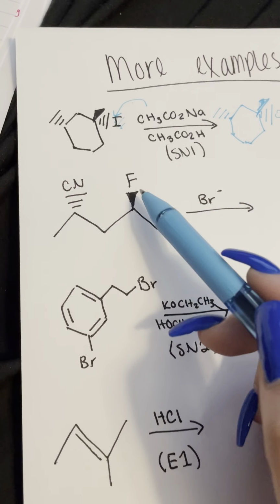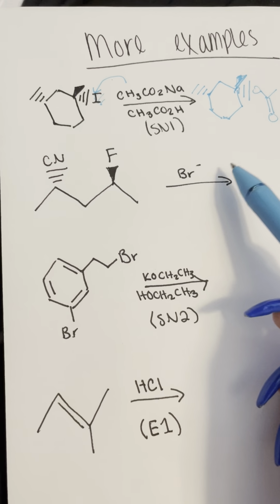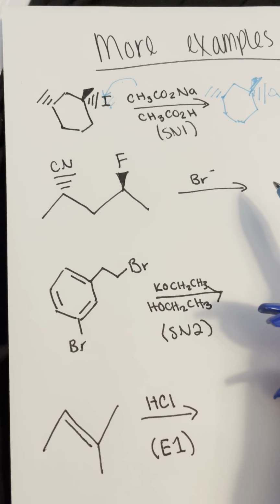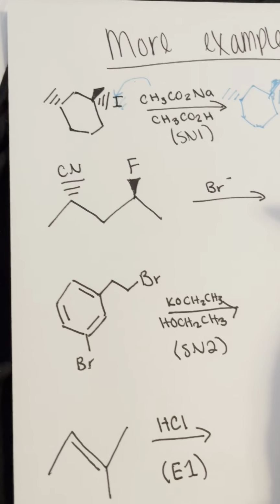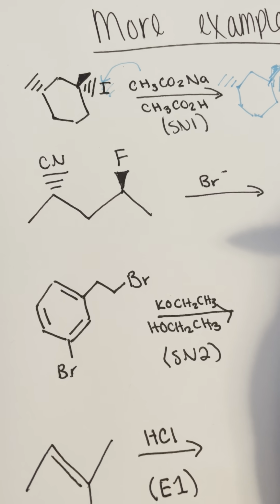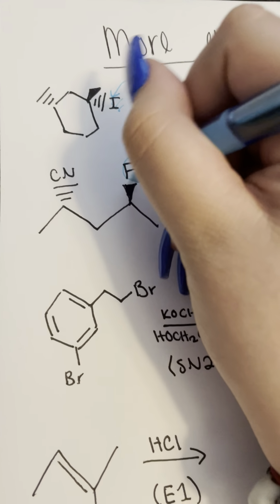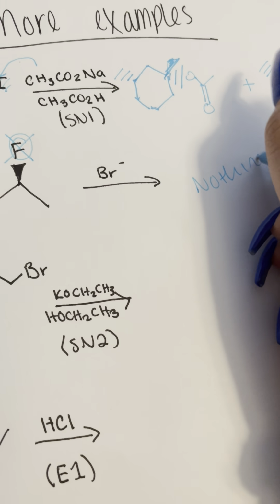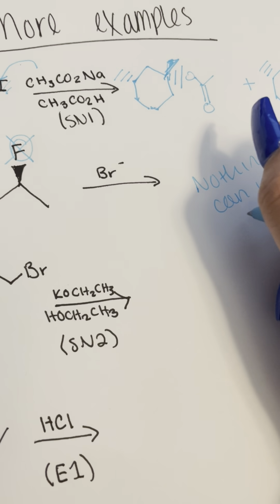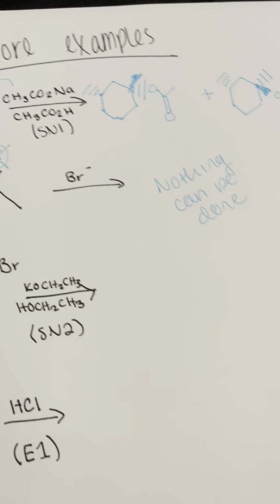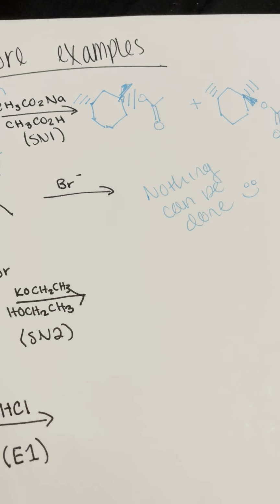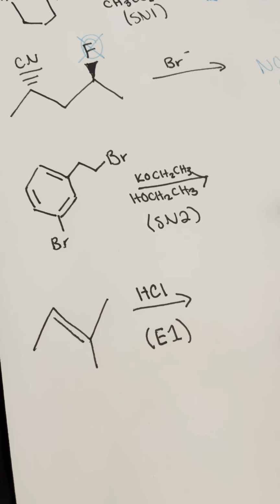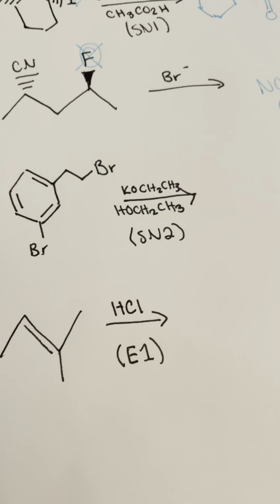For the next one, we have this molecule with the leaving group Br. I'll give you a moment. Now notice, what leaving group is there? Fluorine, but fluorine is not a good leaving group, so therefore nothing can be done. Next one, we have this, and I'll give you all a moment.